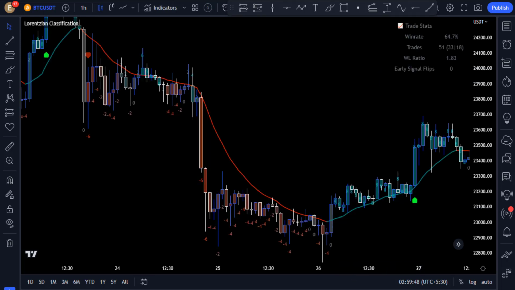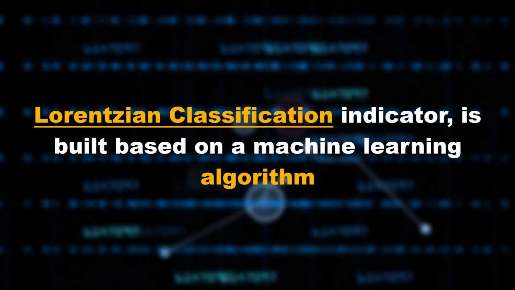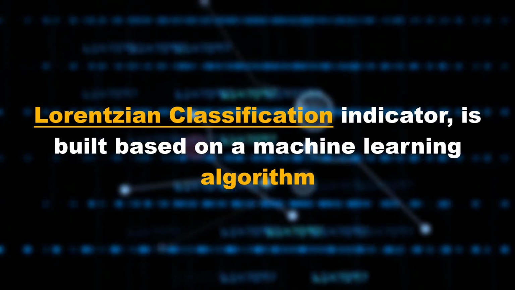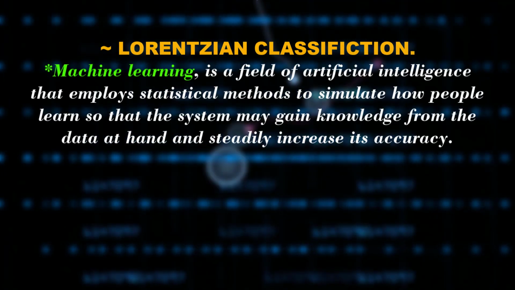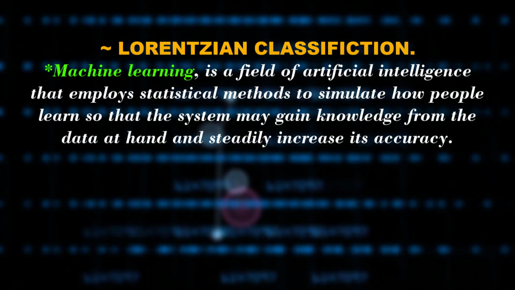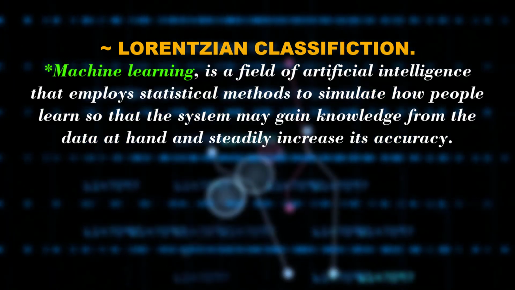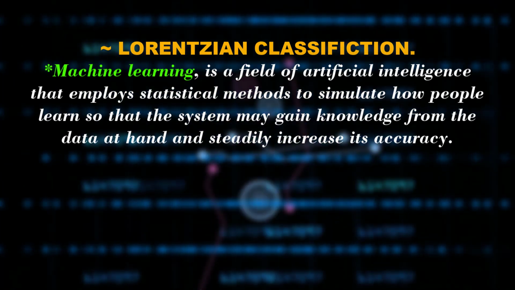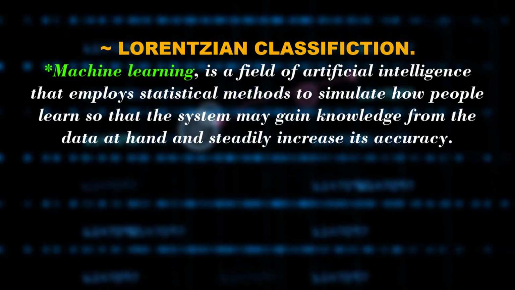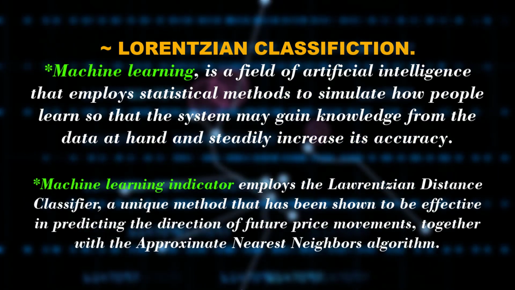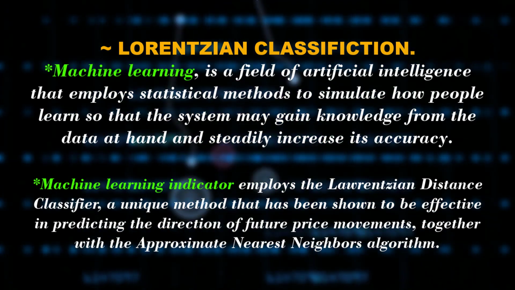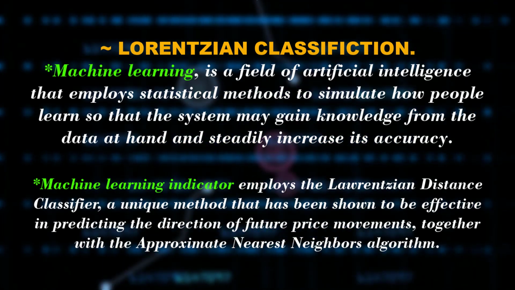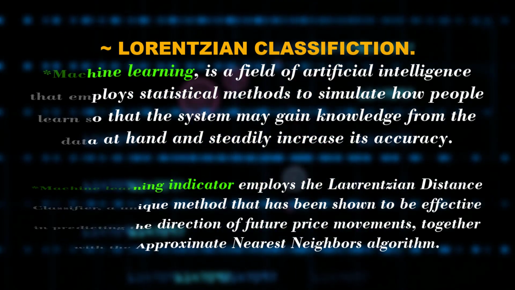Now that we have added the indicator to our chart, let's explain the indicator. Just like the name of the indicator, it's built based on the machine learning algorithm. If you are unfamiliar with this, machine learning is a field of artificial intelligence that employs statistical methods to simulate how people learn so the system may gain knowledge from the data at hand and steadily increase its accuracy. This indicator employs the Lorentzian distance classifier, a unique method that has been shown to be effective in predicting the direction of future price movements together with the approximate nearest neighbors algorithm.